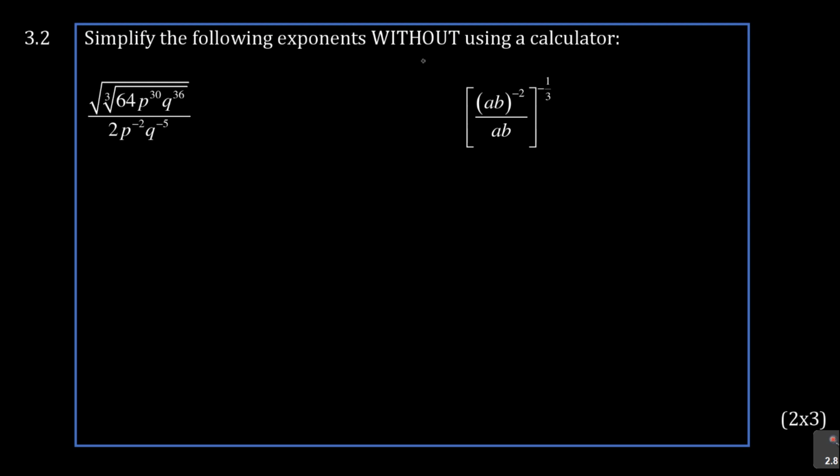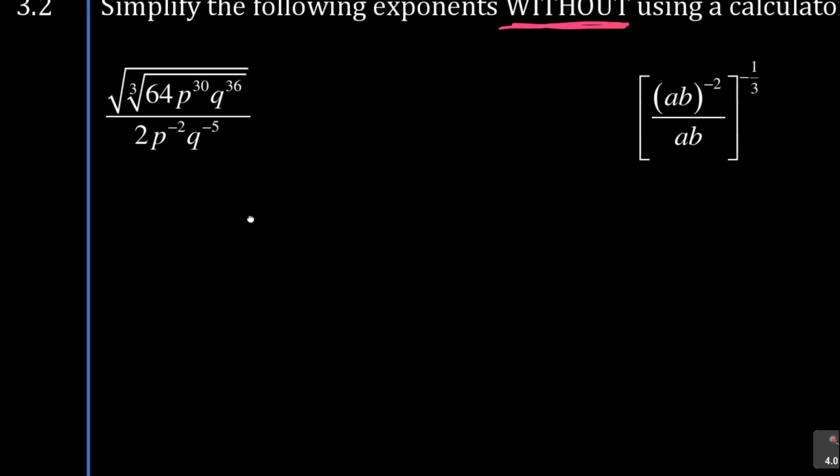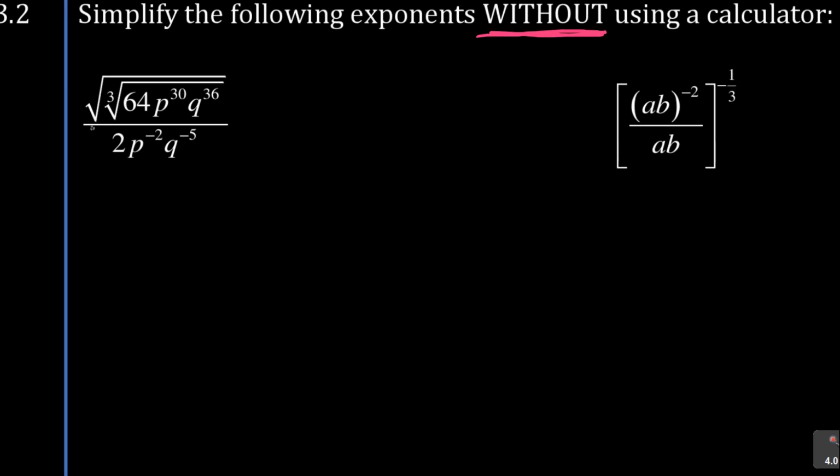Simplify the following exponents without a calculator. Again, you are given this part. You just need to be careful here not to mix up things. For example, you have got 2 signs here. For the one, there is a hidden 2. If you see that, it means there is a 2 there. It's a square root. The other one is a cube root.